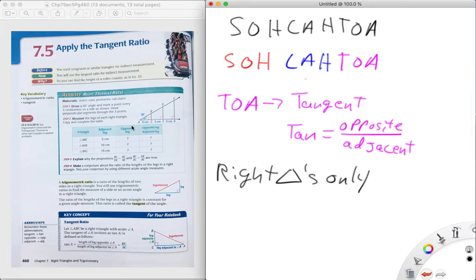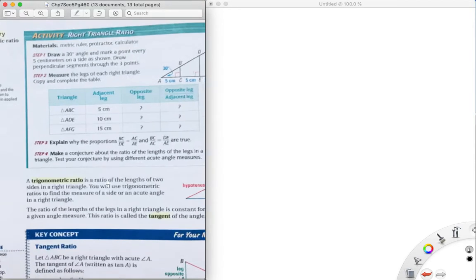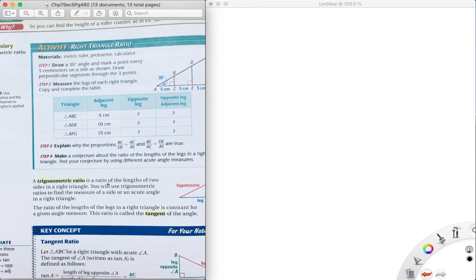Today, right now is just focusing on the tangent. Opposite over adjacent, and like I said, opposite over adjacent of a particular angle from that triangle. We'll talk about what that means in a second. Again, they talk about trigonometric ratio as the ratio of the lengths of two sides of a triangle.